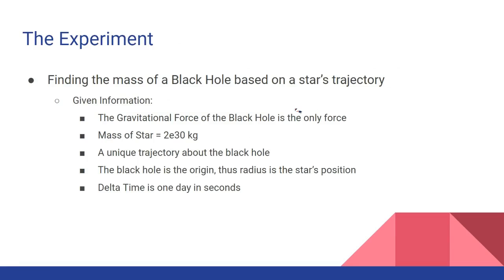The given information we had was the fact that the gravitational force of the black hole acting on the star is the only force upon the star. Therefore, we know that there are no planets or asteroids nearby affecting its trajectory. The mass of the star is 2 times 10 to the 30th kilograms. The star had a unique trajectory about the black hole. The black hole is the origin point for the graph on which we analyze position, so you know that the radius is just the star's position. And delta time is 1 day in seconds, so it's 60 seconds times 60 minutes times 24 hours.